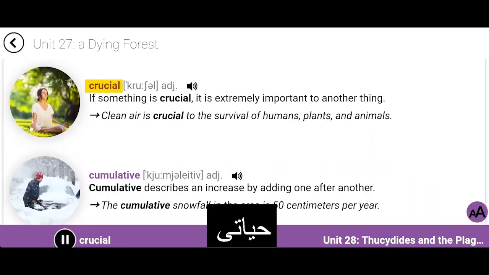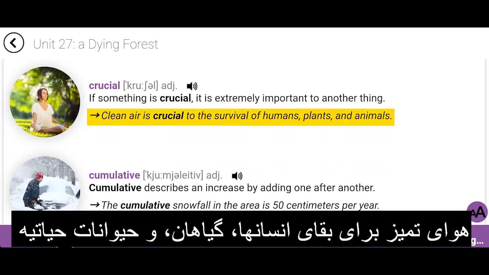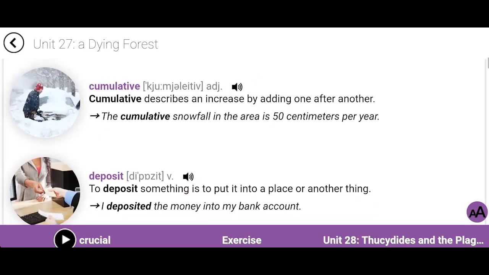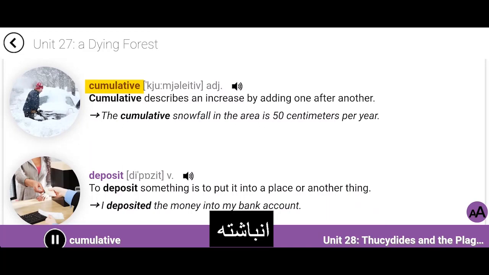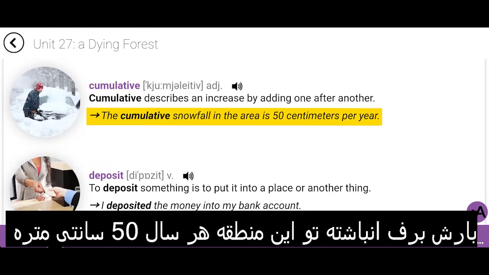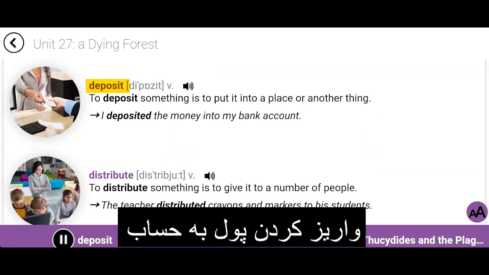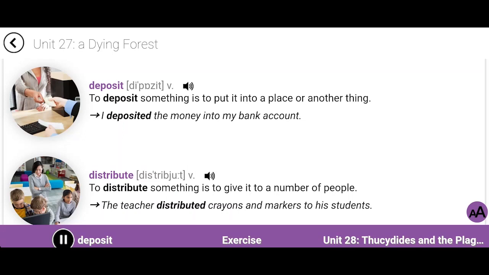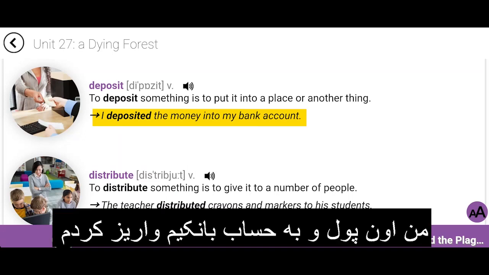Crucial. If something is crucial, it is extremely important to another thing. Clean air is crucial to the survival of humans, plants, and animals. Cumulative. Cumulative describes an increase by adding one after another. The cumulative snowfall in the area is 50 centimeters per year. Deposit. To deposit something is to put it into a place or another thing. I deposited the money into my bank account.